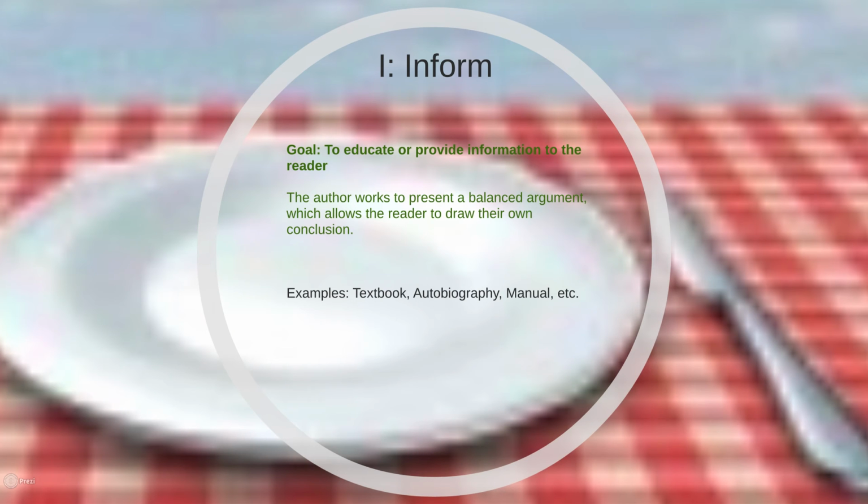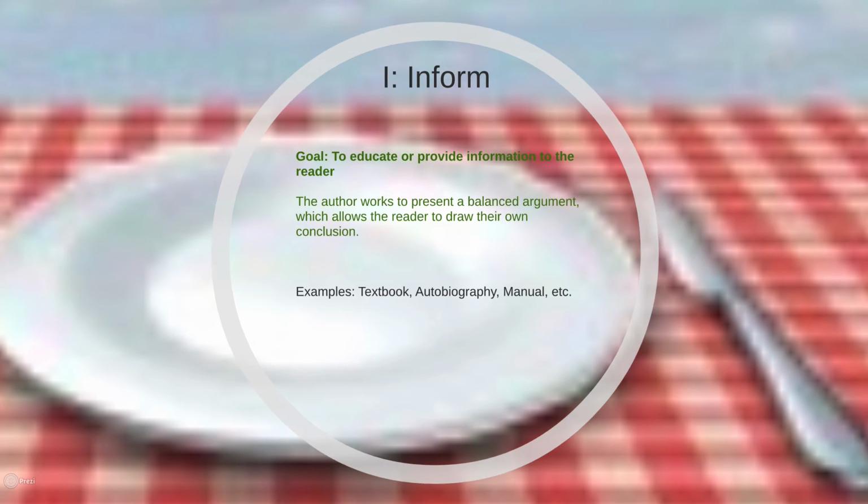Where do you see informational pieces? Well, when you read your social studies or your science textbook, you are being informed. When you read different autobiographies, the goal normally is to inform. Some are sensationalized, but the overall goal is to inform. And also a manual. When you get a manual for your new phone or a TV or a gaming system, it comes with a manual to teach you how to use it. So it's informing you. It's not trying to skew you anyway. It's just to inform you.